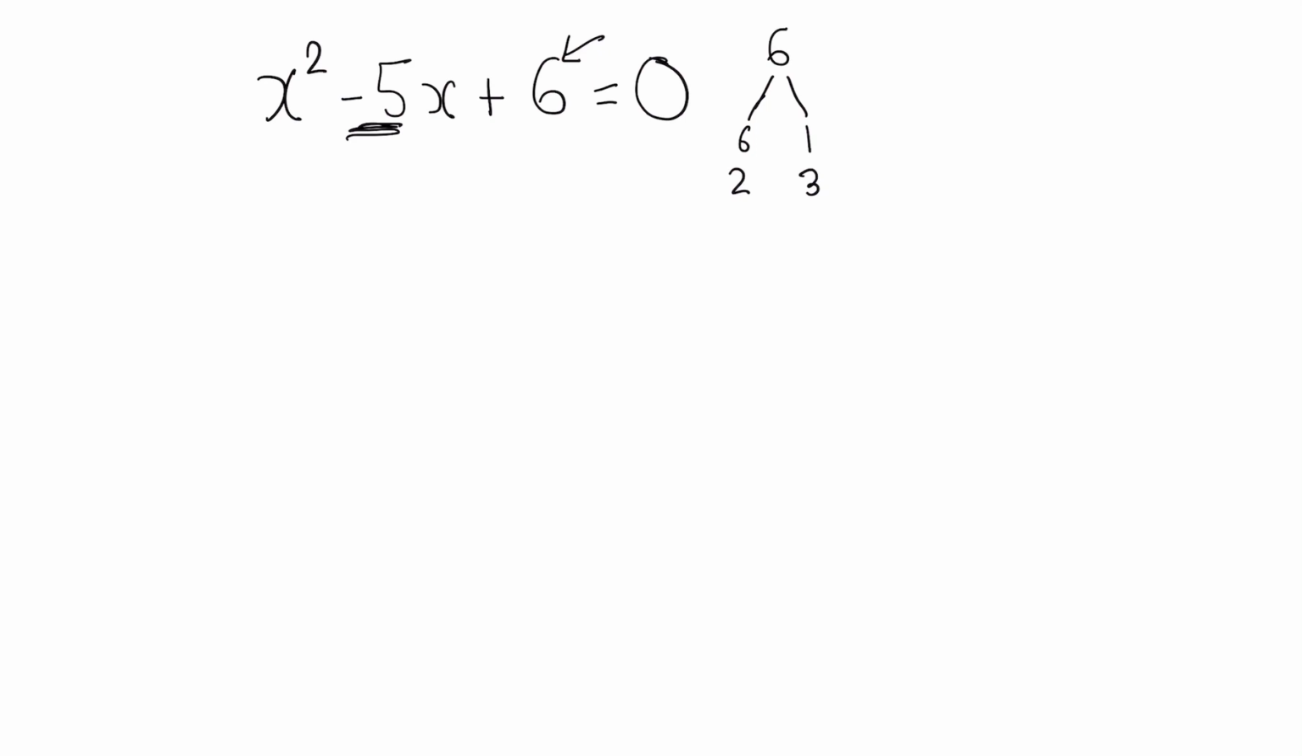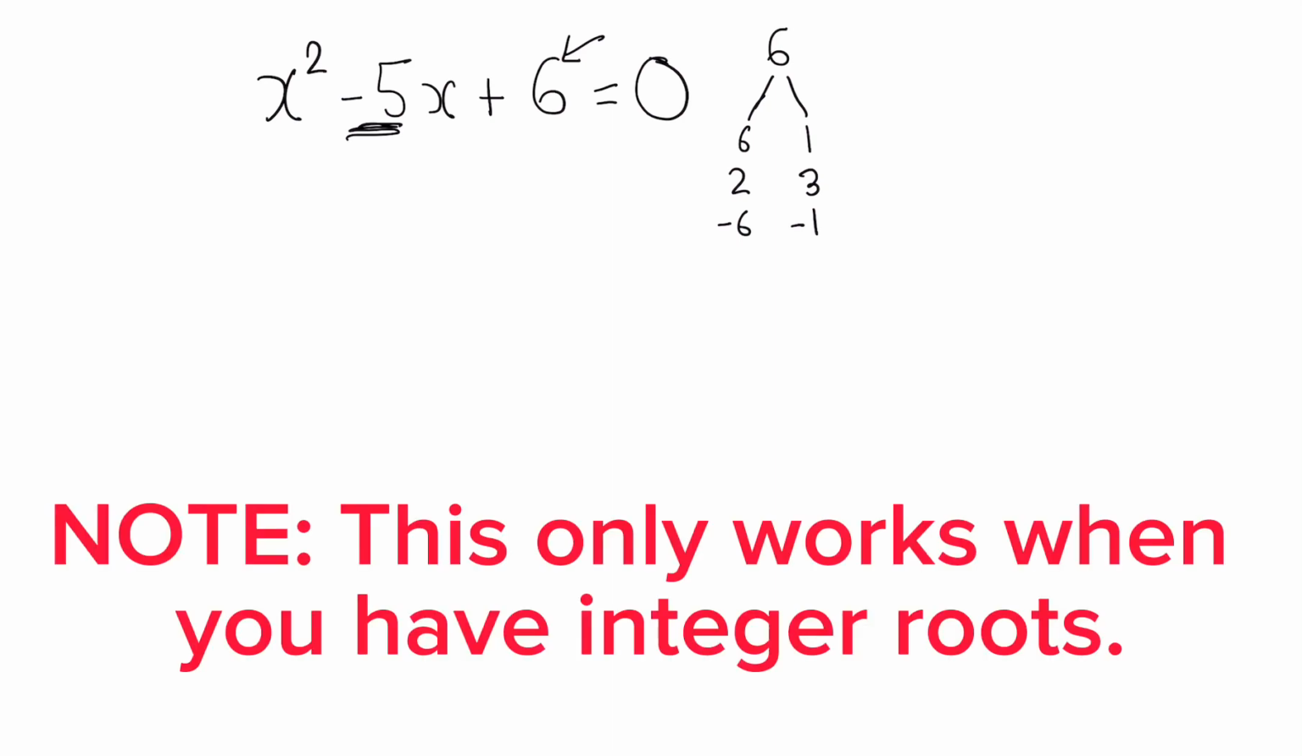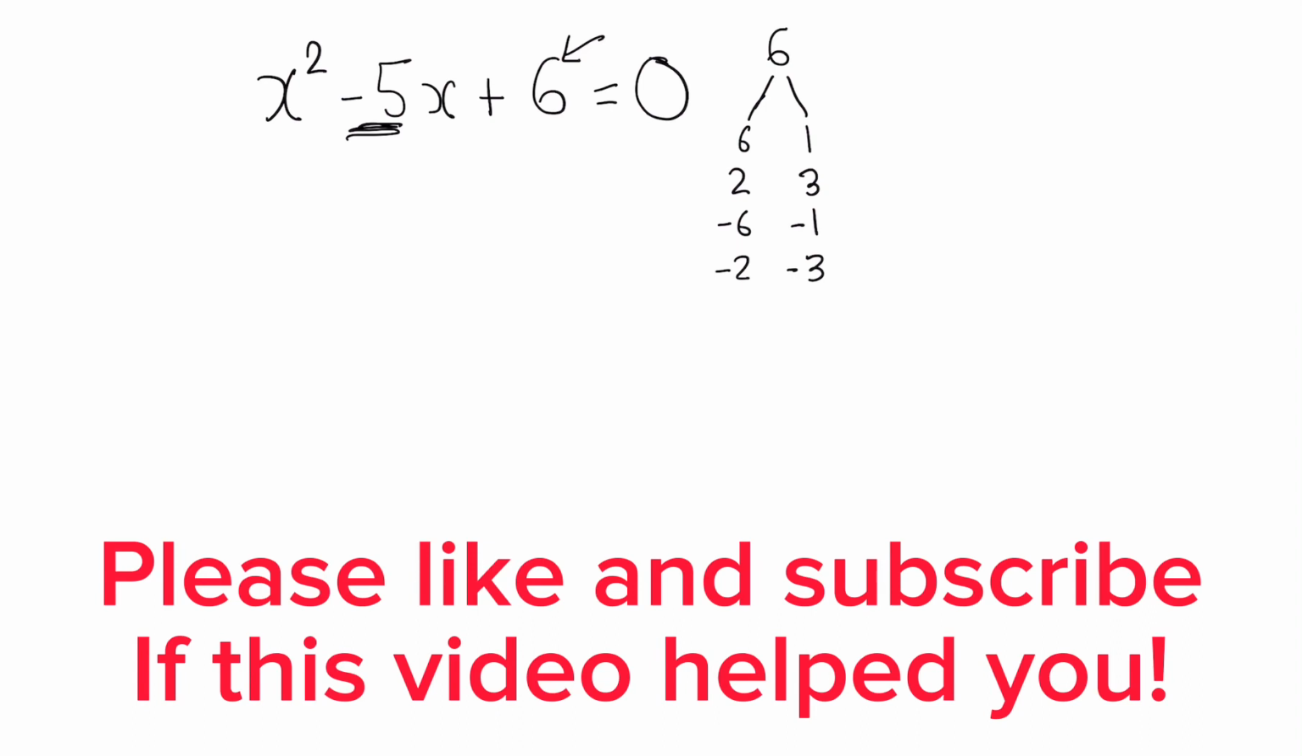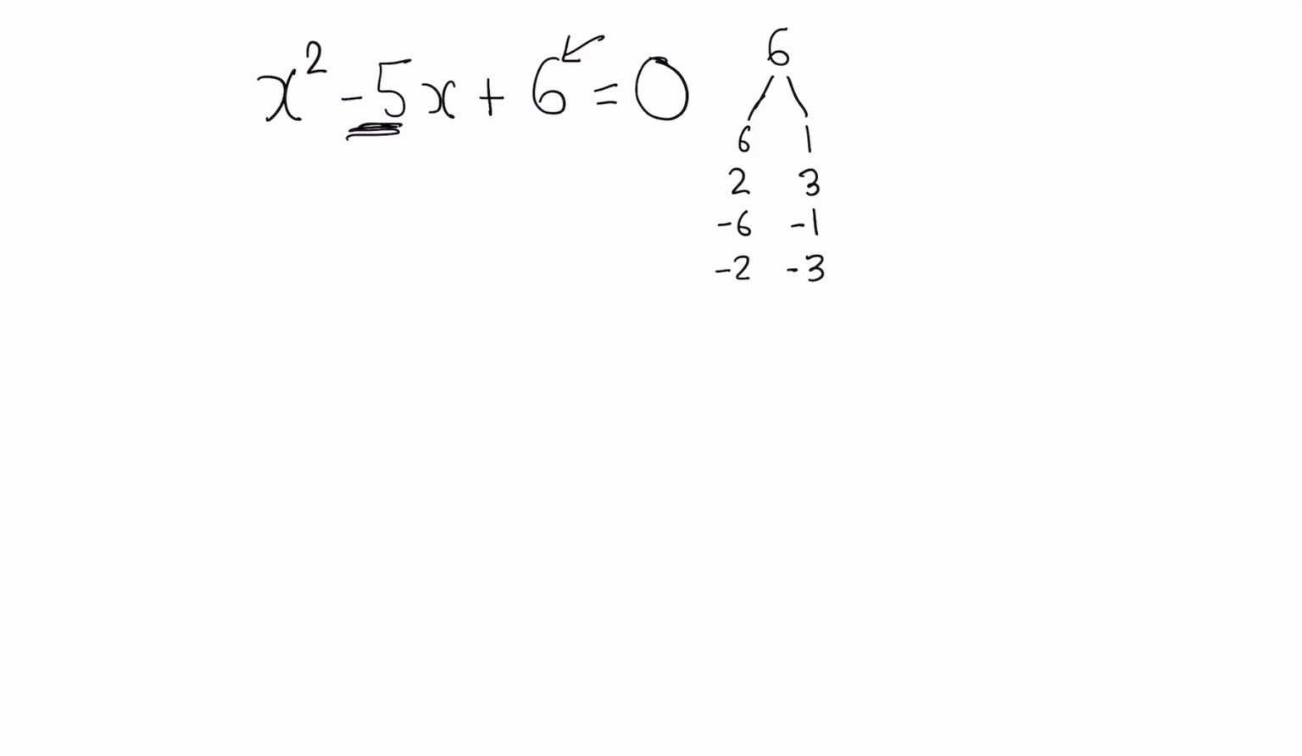Now, remember, we can also do minus 6 times minus 1, as two negative numbers multiplied by each other are going to make a positive. And we can also do minus 2 and minus 3 then. So now we look for two numbers that are going to multiply to make 6, which is all these four pairs, but will add to make minus 5.